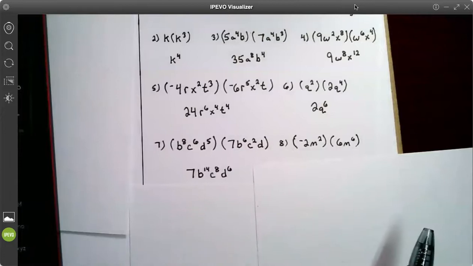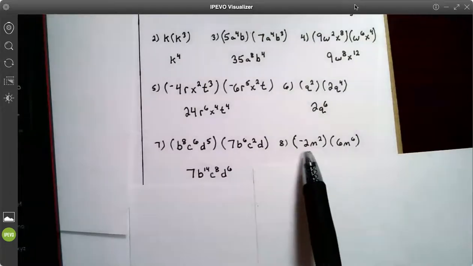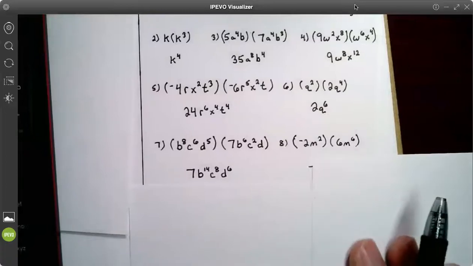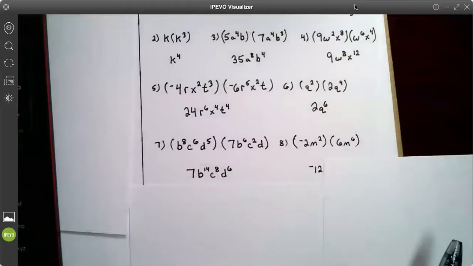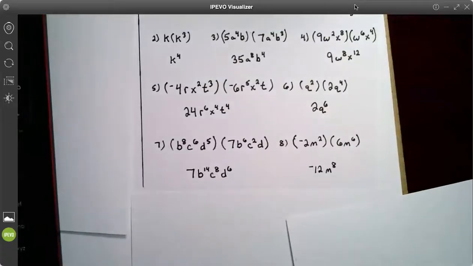Try number 8. On number 8, I have negative 2 times 6, which is negative 12, and m squared times m to the 6th, which gives me m to the 8th.